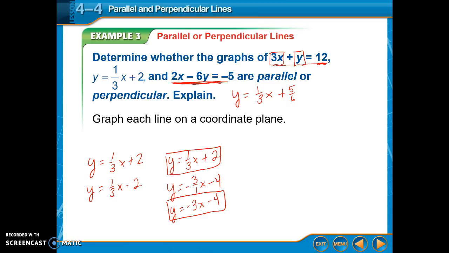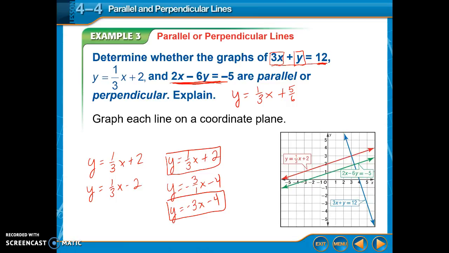If we take a look at this next graphic, you'll see those three lines graphed. Again, this red line, y equals 1/3 x plus 2, represents this equation. 2x minus 6y equals negative 5 is the same line that we just solved for there. As you can see, the slopes of those two lines are parallel. So indeed, this line here and this line here are going to be parallel.